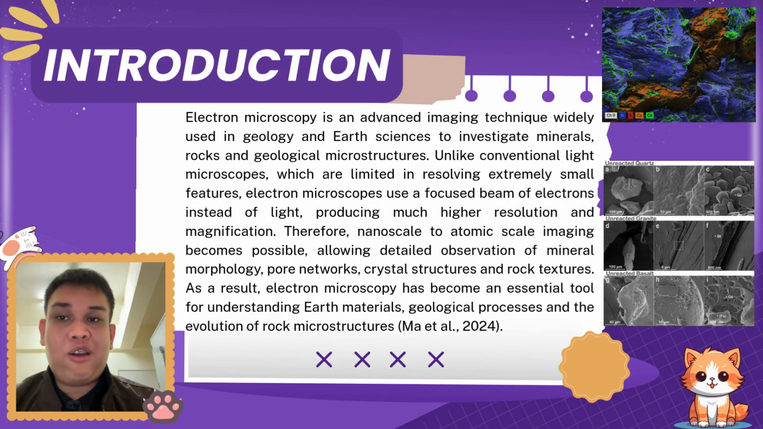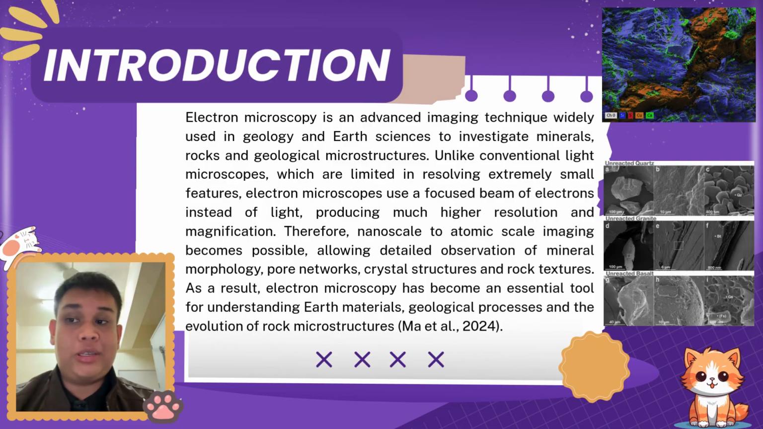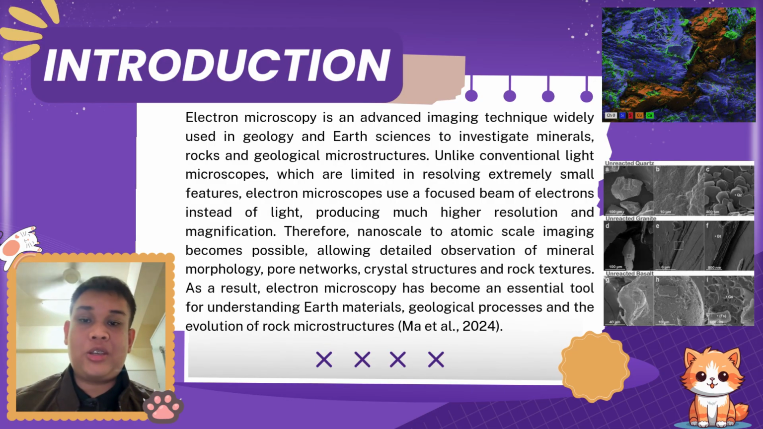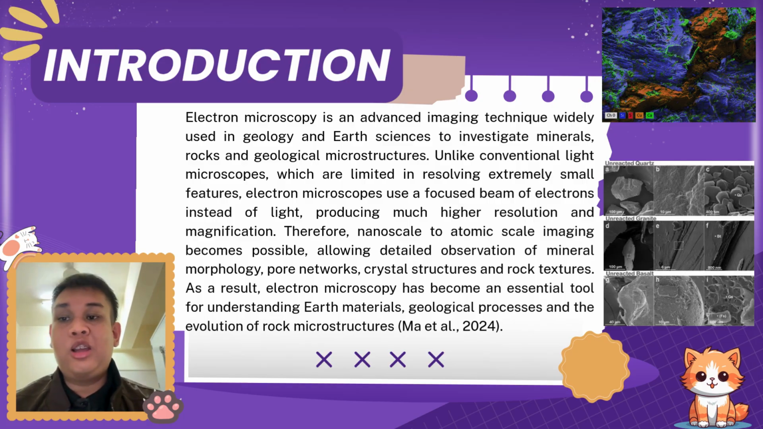microstructures. Unlike conventional light microscopes, which are limited in resolving extremely small features, electron microscopes use electrons instead of light, producing much higher resolution and magnification. Therefore, nanoscale to atomic scale imaging becomes possible, allowing detailed observation of mineral morphology, pore network, crystal structure, and rock texture. As a result, electron microscopy has become an essential tool for understanding earth material, geological process, and the evolution of rock microstructure, according to MAETL 2024.